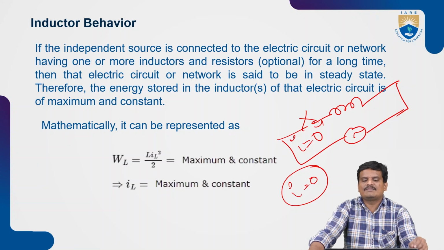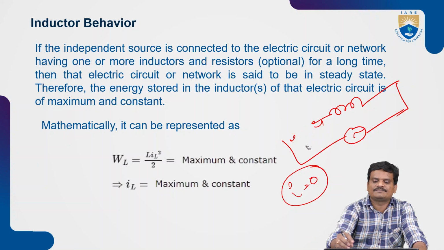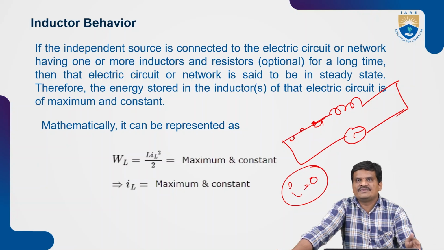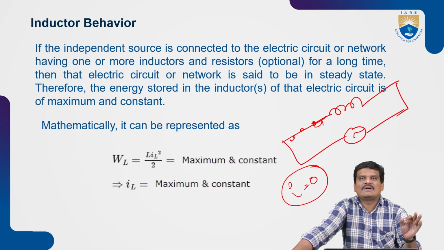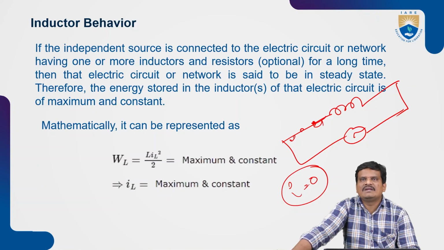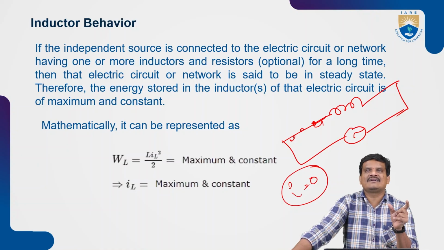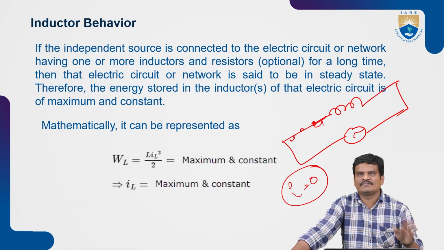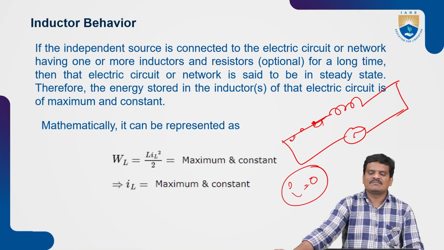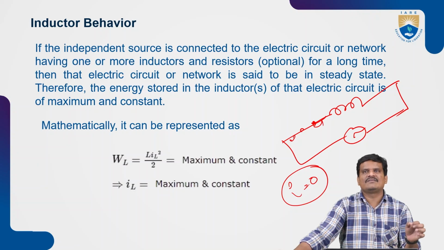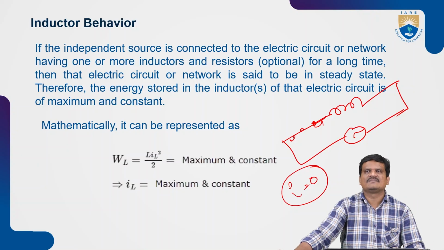But if I am connecting that particular inductor for a long period of time after closing the switch, that network or circuit will be completely in a steady state. That is, it has crossed the transient state and has completely moved to the steady state whenever the inductor is connected to a circuit for a long period of time. So when you connect an inductor for a long period of time in a circuit, that circuit is said to be in steady state condition.